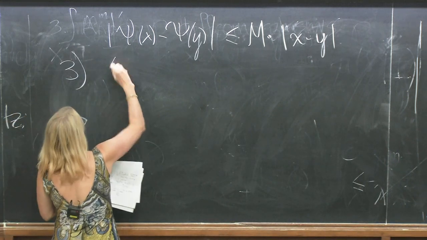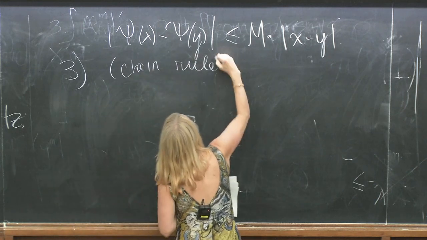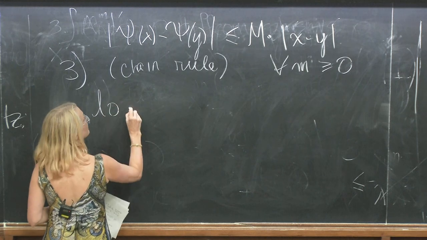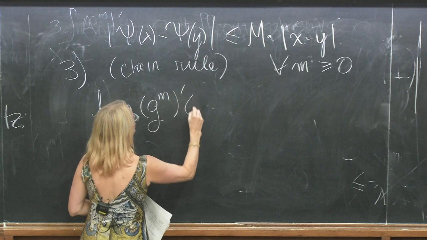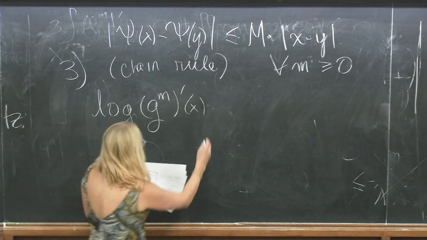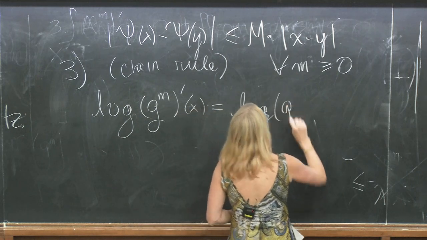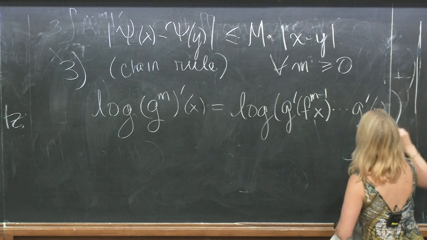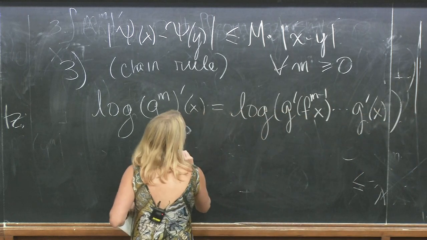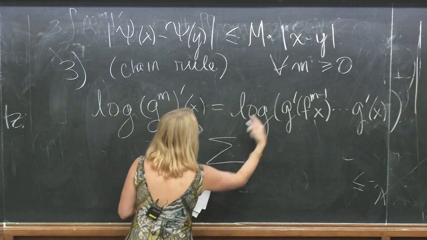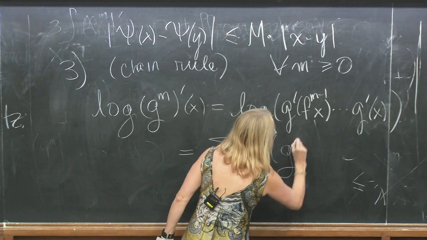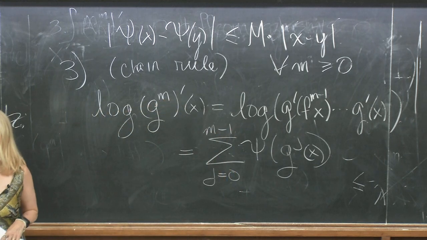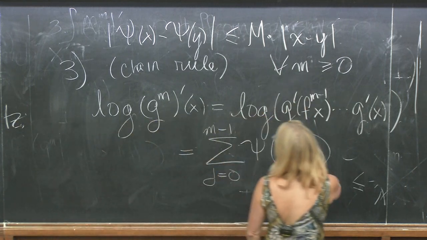And third property, and this is the chain rule, is if I take any m, so you might have to think about this a little, then the log of g to the m prime of x, which is the key thing we're trying to estimate, is equal to the log of g prime of this product. And log is additive, so this equals the sum of the logs, and the logs of g prime are c, so we get this estimate. So it's the sum of the values of c from 0 to m minus 1. That's just chain rule plus additivity of log.